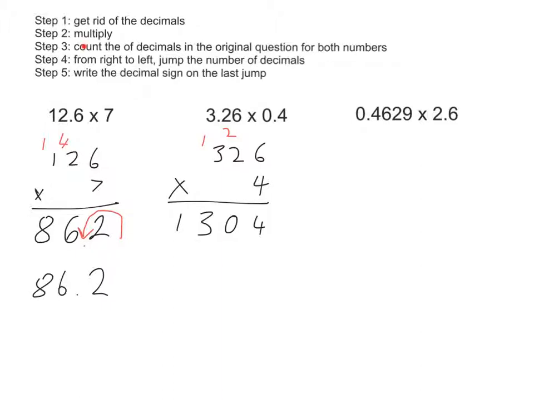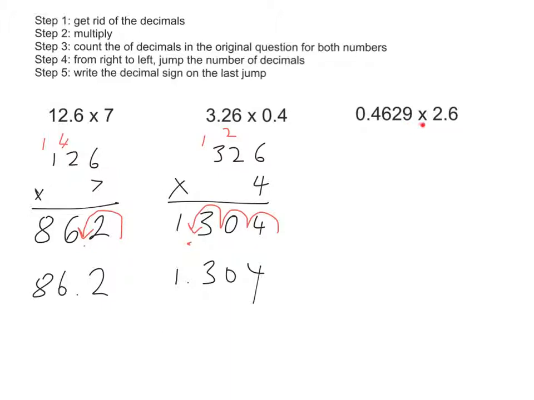Okay, so step 3, count the number of decimals in the original question. So we'll look at our original question. We've got 1, 2, 3 decimals. So step 4, from right to left, jump the number of decimals. So we start at the right, jump once, twice, 3 times. Step 5 is write the decimal sign on the last jump. Our last jump is here, so this is where we write the decimal here. So our final answer will be 1.304.